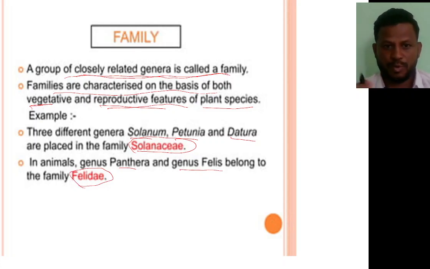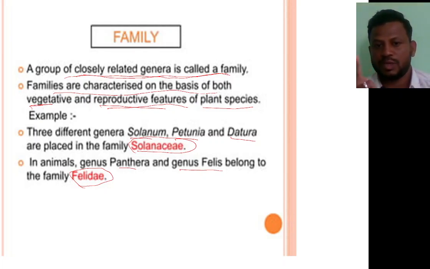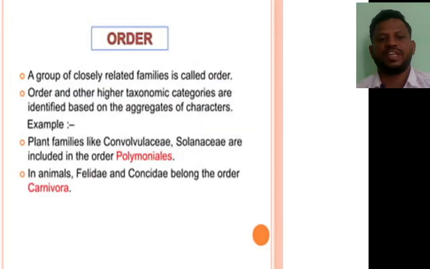Right? I hope you people are getting the idea. Family is categorized on the basis of two things: one is the vegetative reproduction and the other is the reproductive system. Vegetative means the reproductive features are the same. Next one is the order.